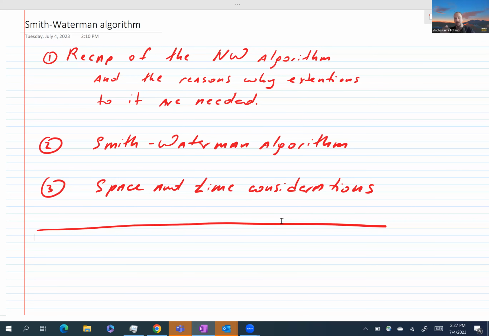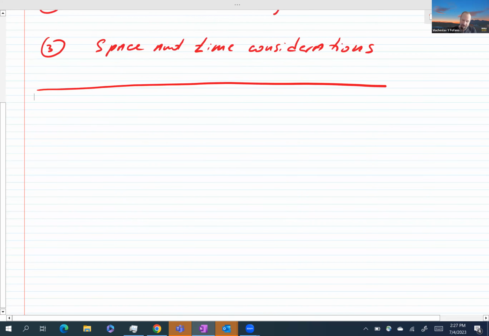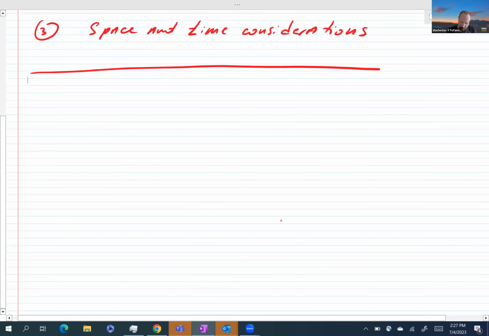Then we're going to go over the actual algorithm itself, provide some examples, and we're going to talk about the space and time considerations in terms of the big O notation. Okay? All right. So first things first, let's do a little bit of a recap about the Needleman-Wunsch algorithm.